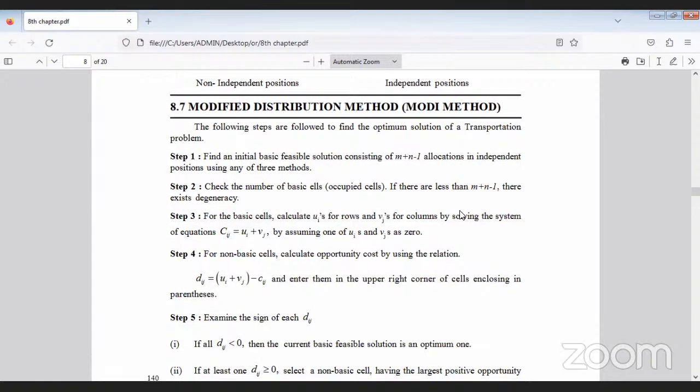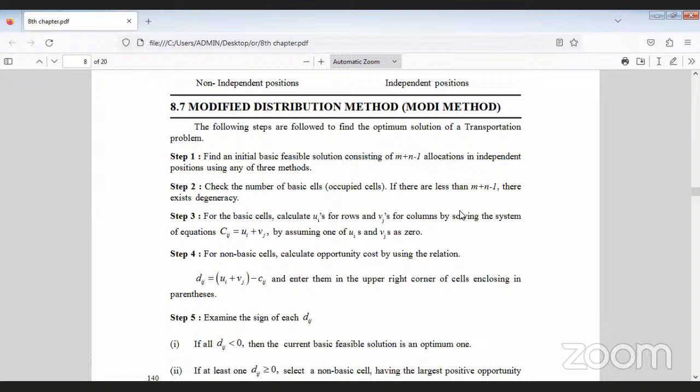Then the modified distribution method, we are calling the MODI method. The following steps are involved to find the optimum solution of a transportation problem. Find an initial basic feasible solution consisting of m plus n minus 1 allocations on independent positions using any of the three methods. Check the number of basic cells, the occupied cells. If there are fewer than m plus n minus 1, there exists degeneracy.